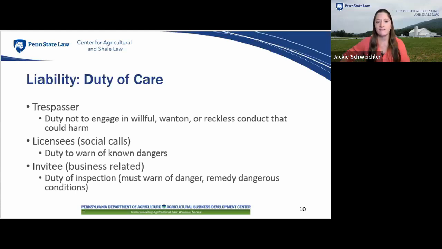And the next type of status is licensee. A licensee would be a family member or a friend. A landowner is obligated to warn their friends if they have a loose porch step, or something that they could step on and trip or get hurt on.